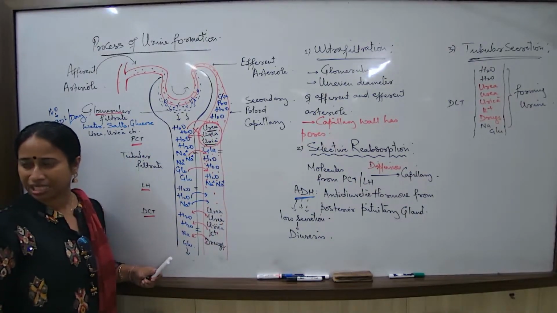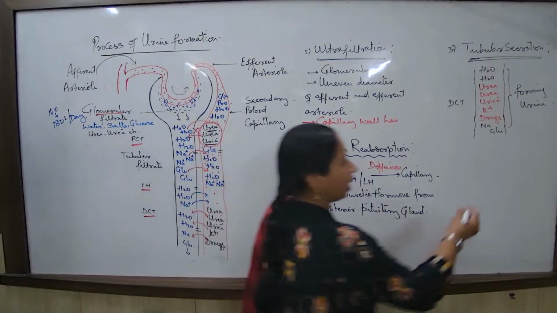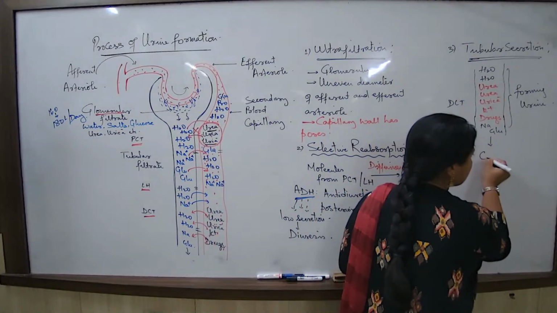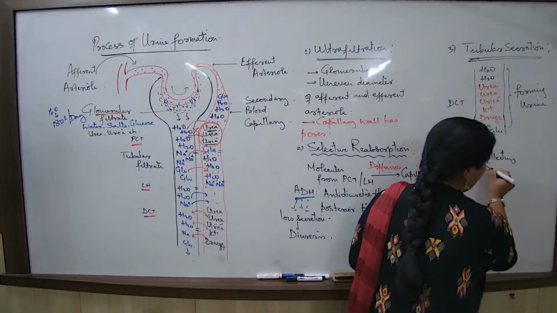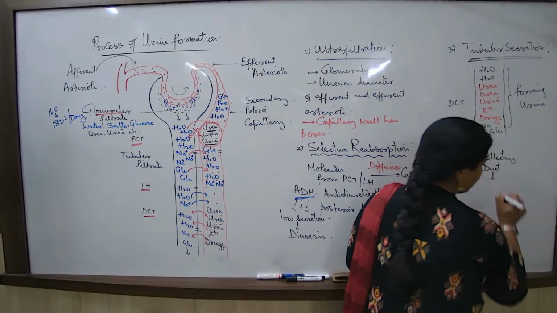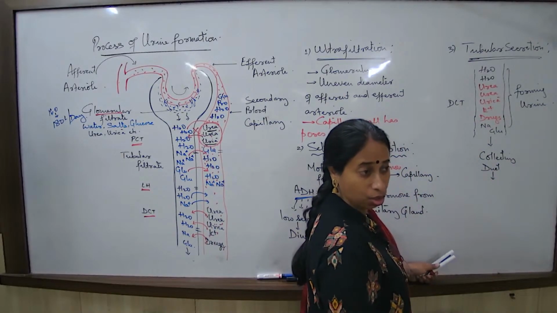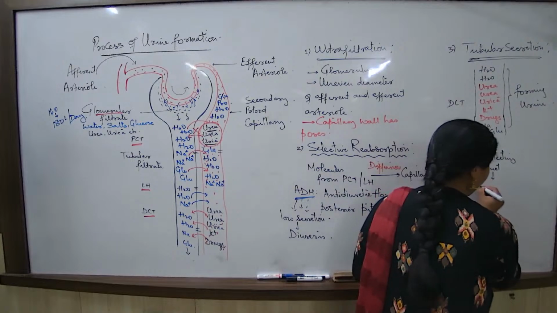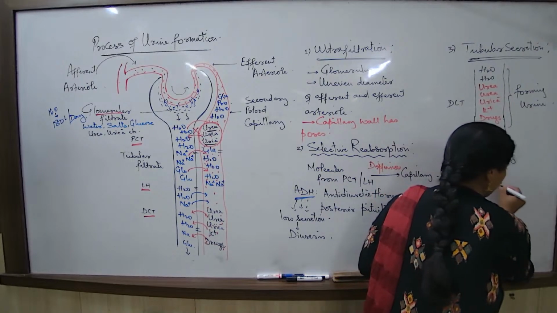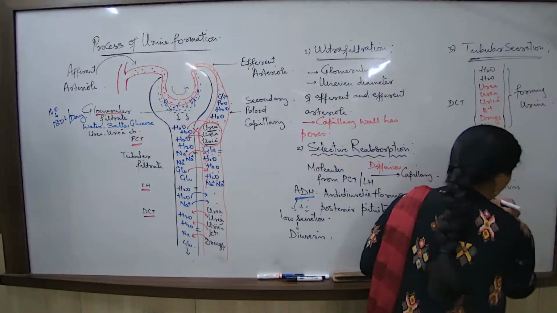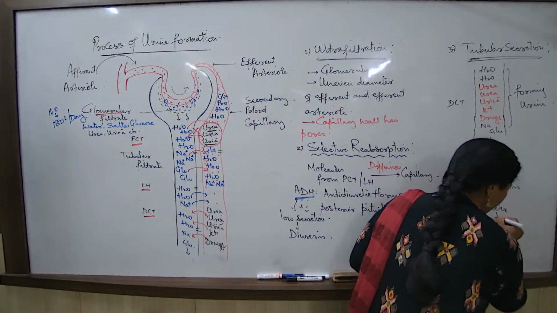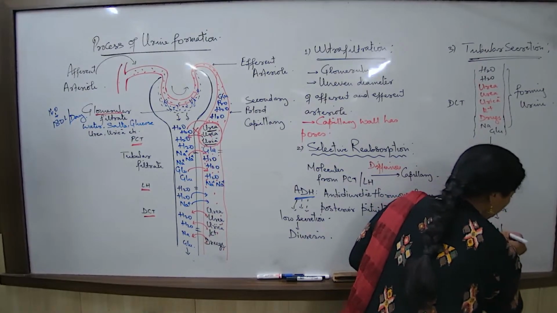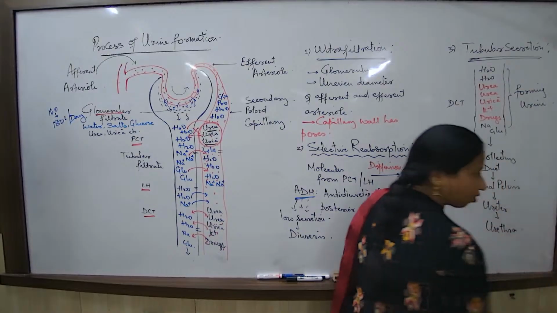This is the DCT, and from the DCT, where will it go now? From the DCT, it will go to the collecting duct. From the collecting duct, it will go to the renal pelvis. From the renal pelvis, where will it go? Ureter. From the ureter, where will it go? Urethra, and out from the body.